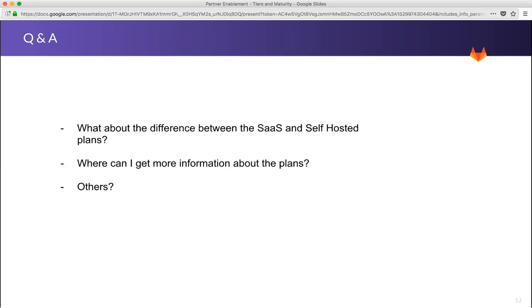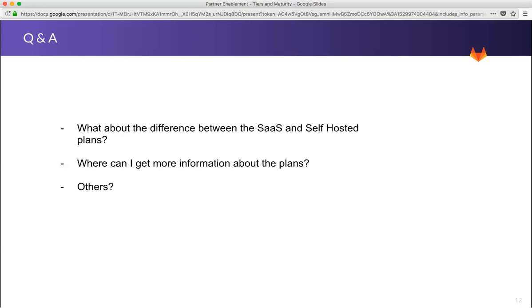Also different is that with SaaS, for that price, the customer gets a certain number of CI minutes, 2,000, I think it is in the starter, and it goes up from there. And this is on our shared runners. They can connect out to their own runners, but for the shared runners, they have a number of those. Other than that, feature-wise, they're pretty much on par.